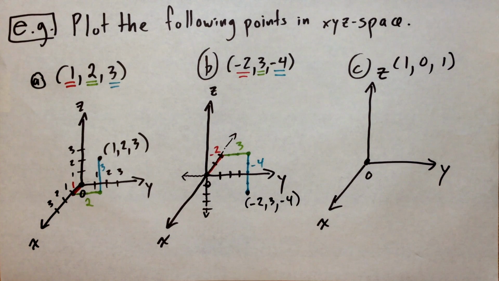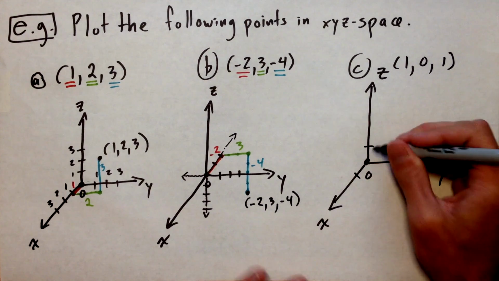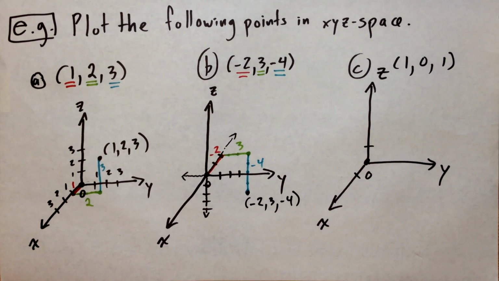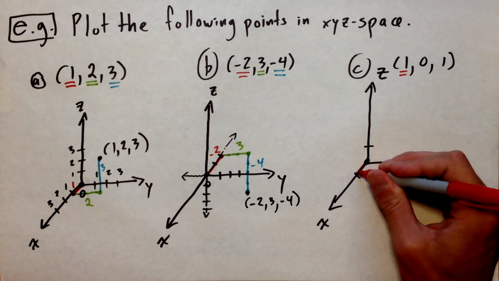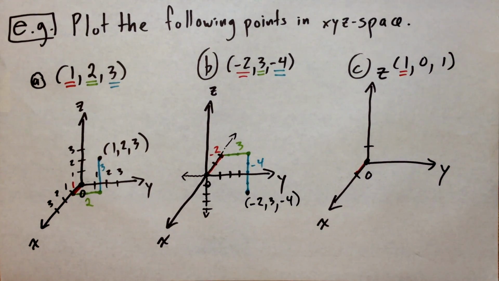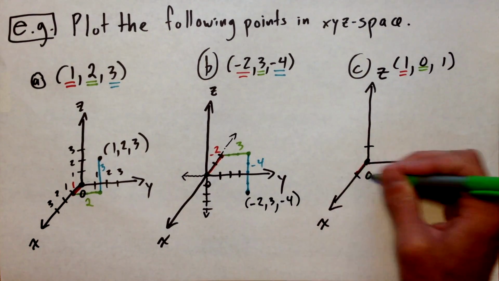Finally, let's move on to this one over here, (1, 0, 1). I only need 1 in the x direction and 1 in the z direction. I'm not going anywhere in the y direction. So I go 1 in the x direction. Great. The y direction is 0, so I don't move anywhere along the y-axis.